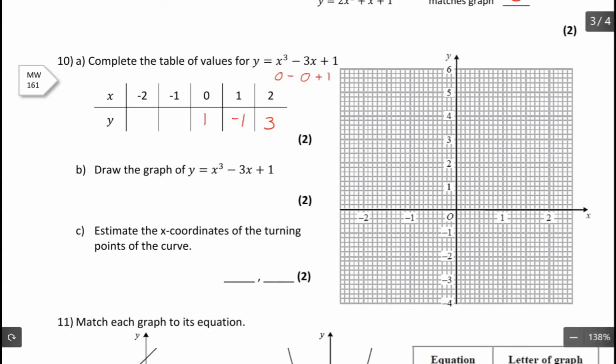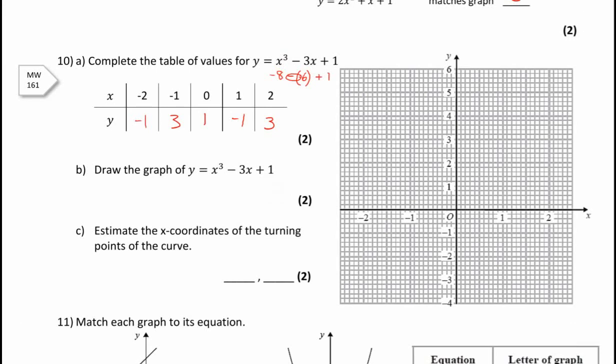If I substitute in negative 1, negative 1 cubed is negative 1, don't forget that. 3 lots of negative 1 is negative 3, okay? And when I subtract a negative, that's the same as adding 3. So negative 1 plus 3 would be 2, plus 1 would be 3. And finally, negative 2 cubed is negative 8. 3 lots of negative 2 is negative 6. So when I subtract negative 6, I add 6. So negative 8 add 6 would be negative 2, plus 1 would be negative 1.